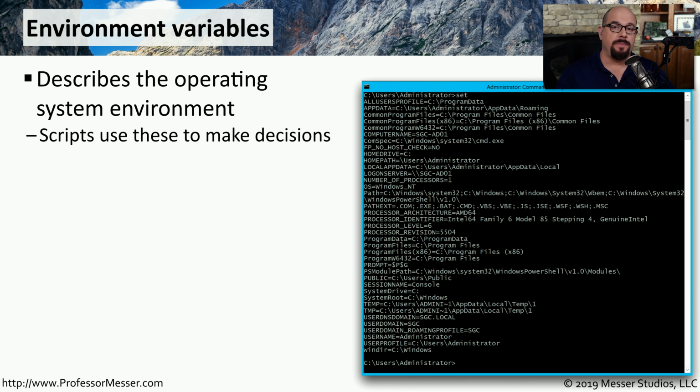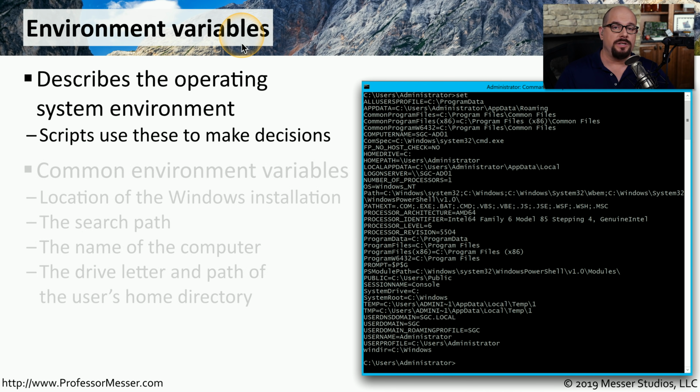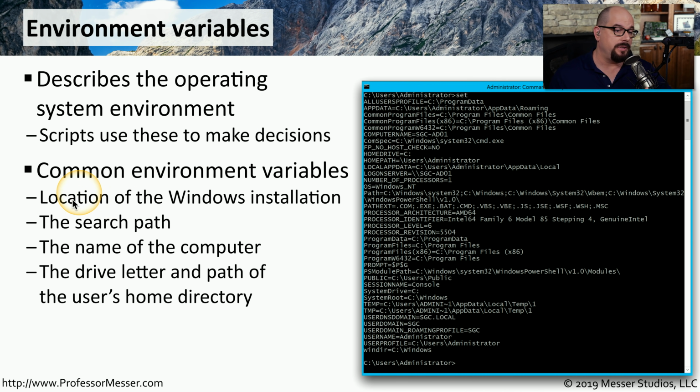You may not realize it, but in your operating system are a number of variables that are already there and waiting for some script to take advantage of them. These types of variables are called environment variables, and they're used to describe the environment that your operating system is working under. For example, there are environment variables that would tell you the location of a Windows installation.